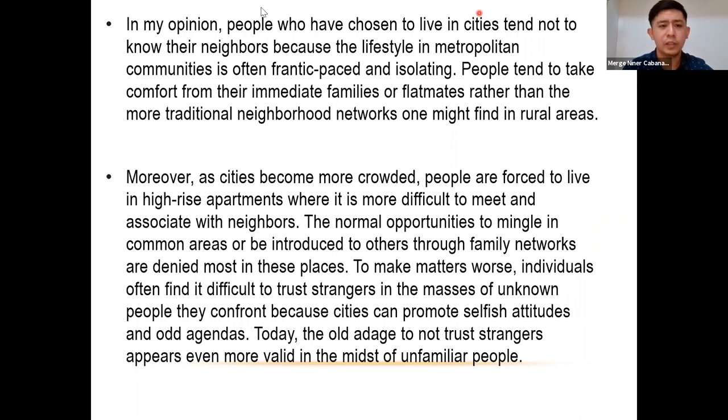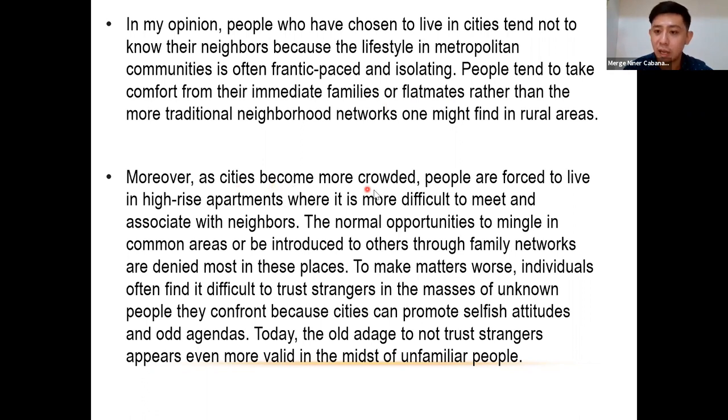In my opinion, people who have chosen to live in cities tend not to know their neighbors because the lifestyle in metropolitan communities is often frantic-paced and isolating. People tend to take comfort from their immediate families or flatmates rather than the more traditional neighborhood networks one might find in rural areas. So hindi na daw sila nakikipag mingle sa kanilang mga neighbors because the communities are frantic-paced and isolating. Okay, and they tend to take comfort from their immediate families or flatmates kaysa sa mga neighbors.